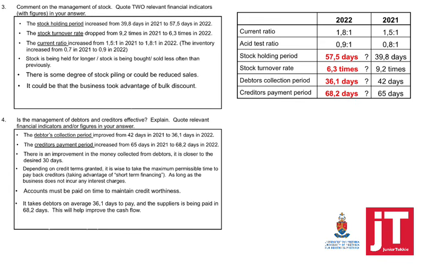If we now compare the debtors and the creditors, it takes the debtors on average 36.1 days to pay, and we only pay our suppliers in 68.2 days. This will definitely help to improve the cash flow.